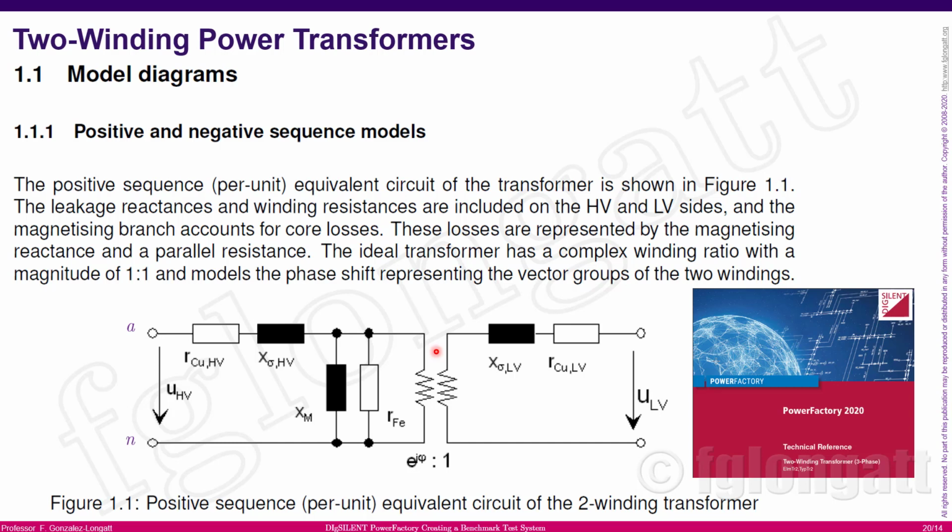But if you are using a delta star 11, for instance, this phase angle here will be 30 degrees, okay? And now we have a phase shift between the high voltage and the low voltage side. What I'm trying to tell you is that this ideal transformer is the key to the answer, because it is using a complex winding ratio or transformer ratio in order to represent the phase shift of the vector group, okay?